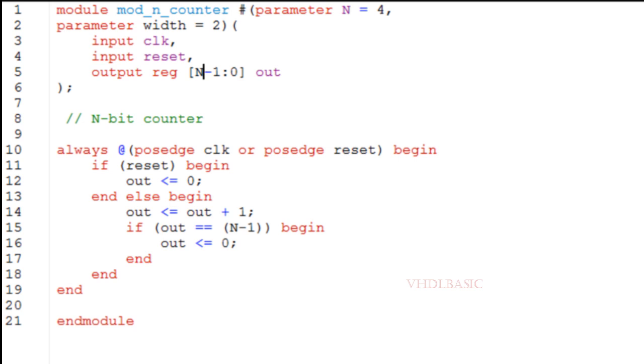To avoid those warnings, I am going to use one more parameter called width. We need to calculate how many bits are required to count that particular value, and put that in width. Here width is 2, so width minus 1 means 1 down to 0. So there are only 2 bits used here.